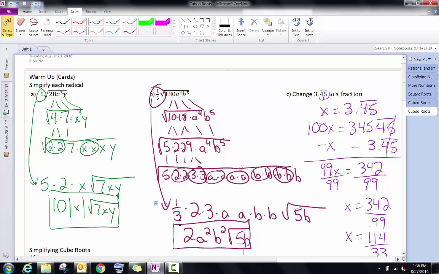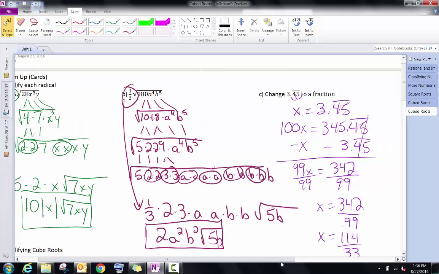Now, we also had our 1/3 from the beginning. So we multiply all our numbers together. 1/3 times 2 times 3 is 2. A times a is a squared. B times b is b squared. And the square root of 5b is what we have left. Now, the exponents on a and b are even, so we don't need the absolute value bars. So it's just 2a squared b squared times the square root of 5b.